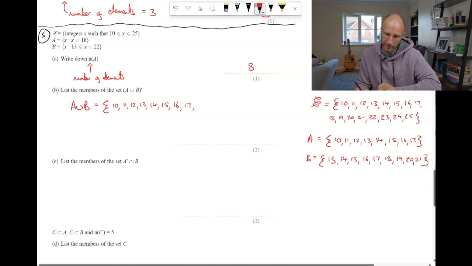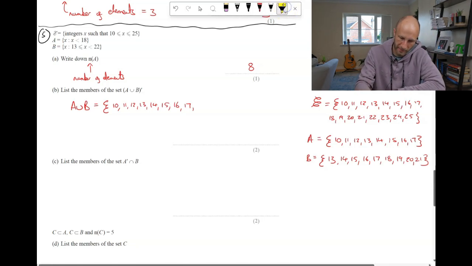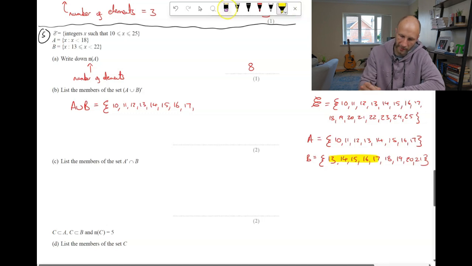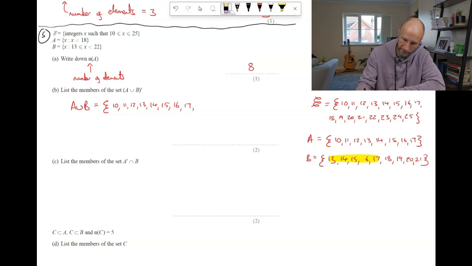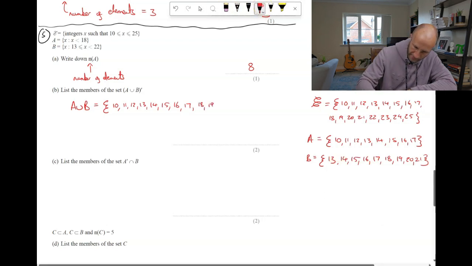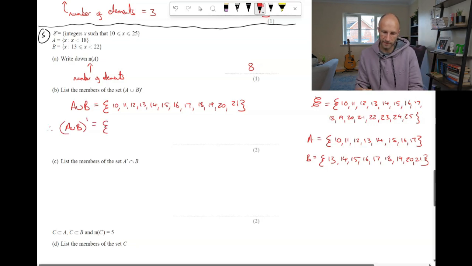So that'll be A, but I can also add in anything from B that I haven't included yet. So I've already got 13 to 17, but I can have 18 to 21 as well. Because the union, I can have anything from both sets. So 17, then we can have 18, 19, 20, and 21. So that's A union B, and therefore A union B complement is everything not in that set.